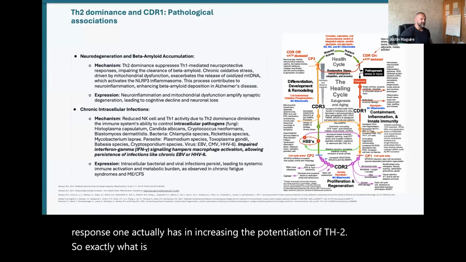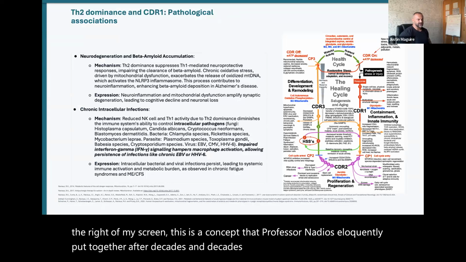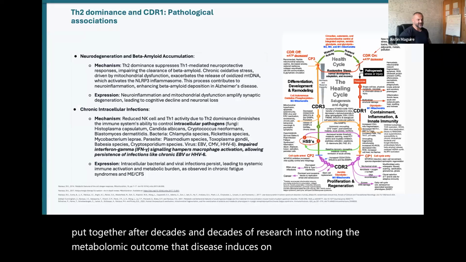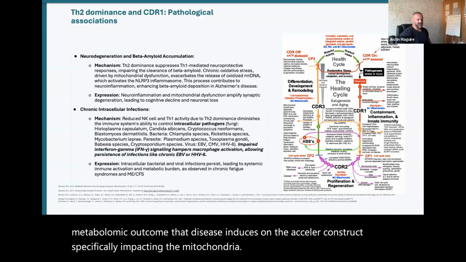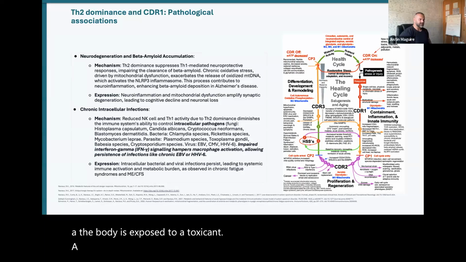Well, as you can see here by this diagram on the right of my screen, this is a concept that Professor Naviaux so eloquently put together after decades and decades of research into noting the metabolomic outcome that disease induces on a cellular construct, specifically impacting the mitochondria. So essentially, cell danger 1 is when the body is exposed to a toxicant, a form of stressor, whether it be a pathogenic stressor or an environmental stressor.